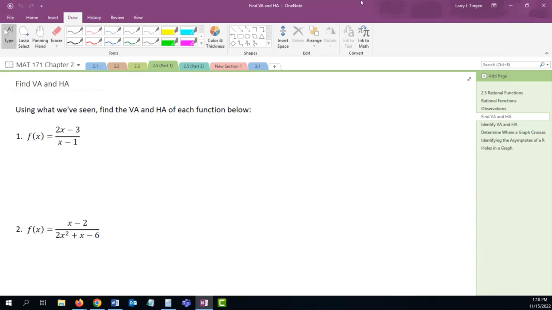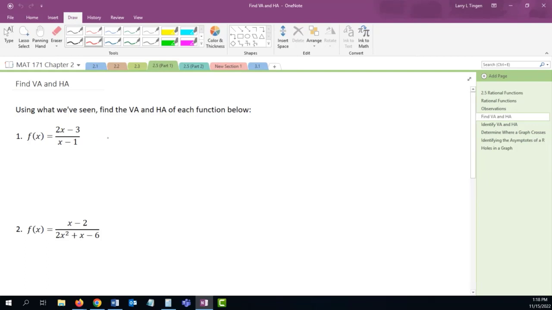So using what we've seen, find the vertical asymptote and horizontal asymptote of each function. All right. So f of x is equal to 2x minus 3 over x minus 1. Is this reduced all the way? There's no common factor between the terms of the numerator, none between the terms of the denominator. So yeah, that's as reduced as it'll get.